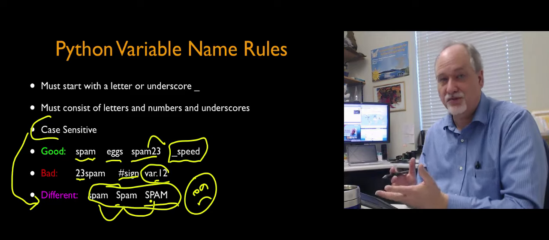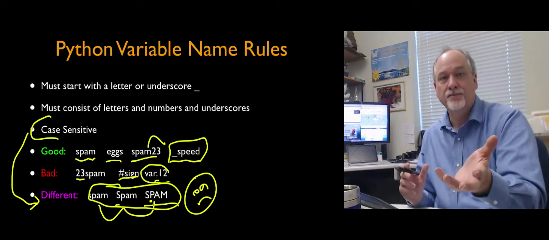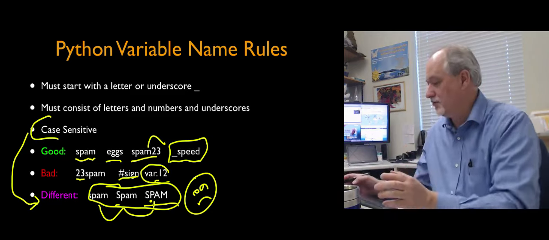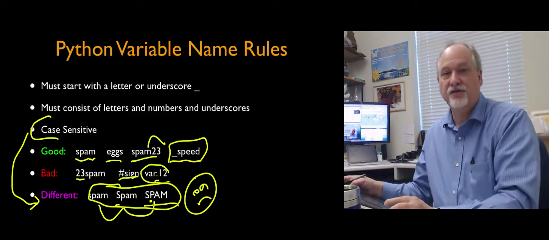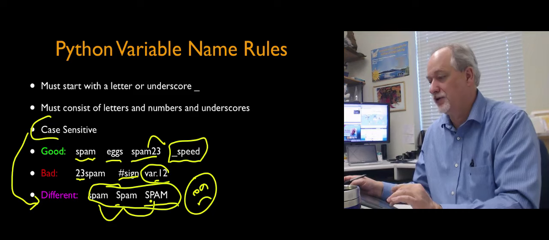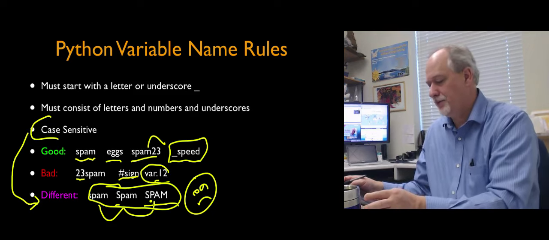Don't do it. But I'm just showing you as an example that case can make a variable name distinct. And again, this variable is a place in memory that we are going to store and retrieve information, whether that be numbers or strings or whatever. These are things that we control.